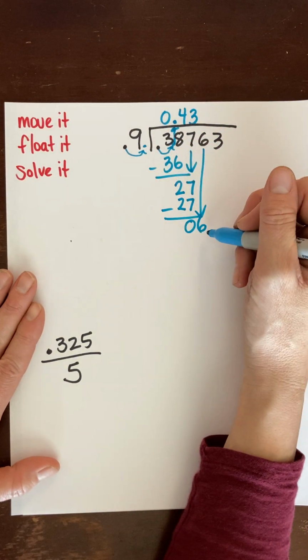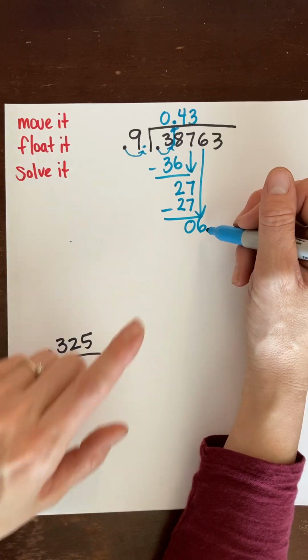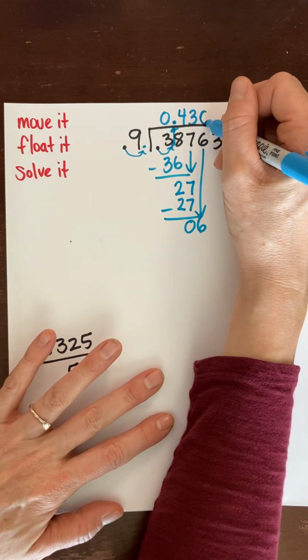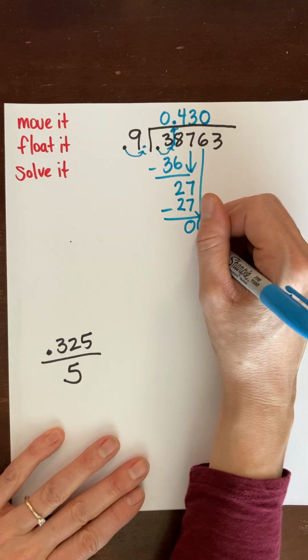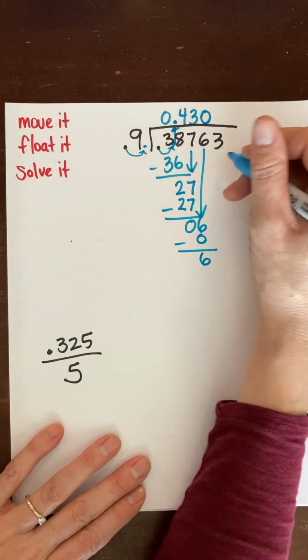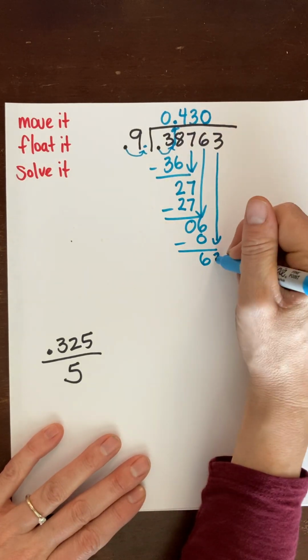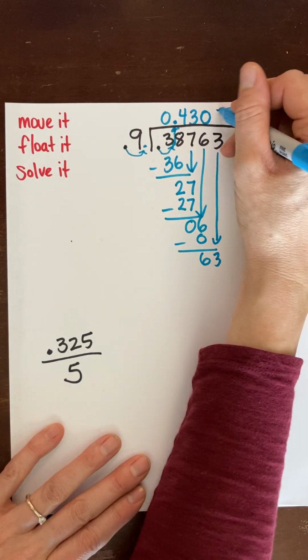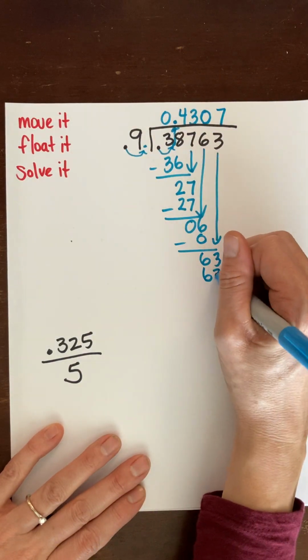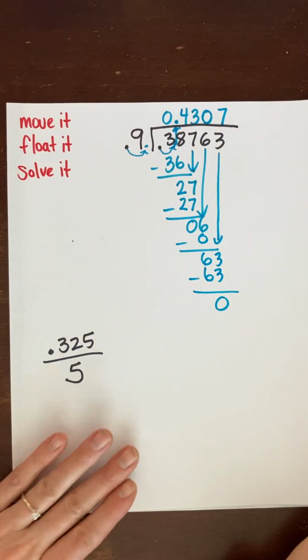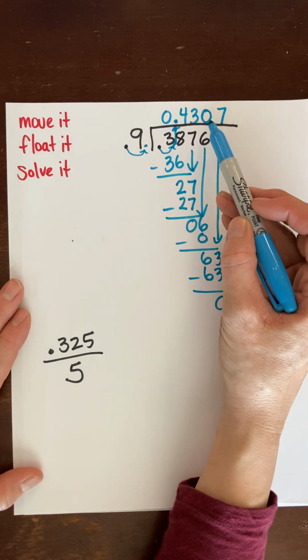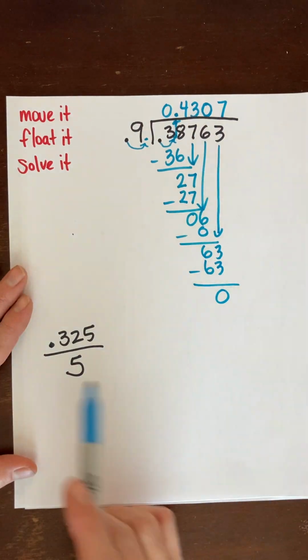9 into 6, it doesn't go. So here's where the 0 goes into our answer. It goes right here above the 6. 0 times 9 is 0. Bring down the 3. 9 into 63 goes 7 times. 7 times 9 is 63. So we're done. Our answer is 0.4307.